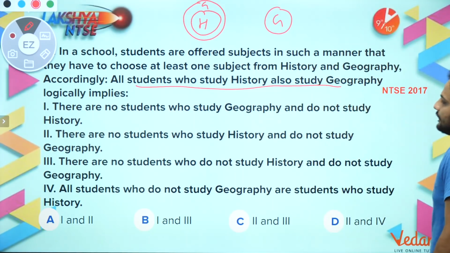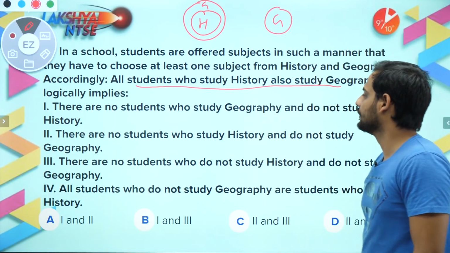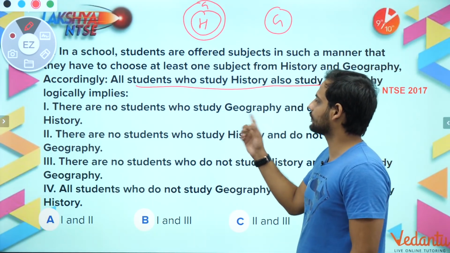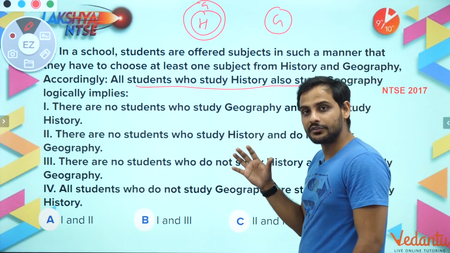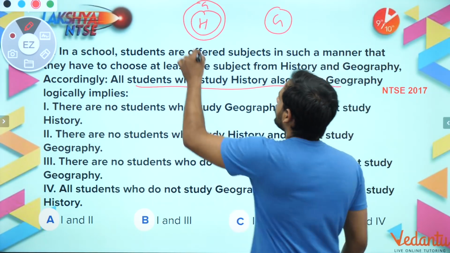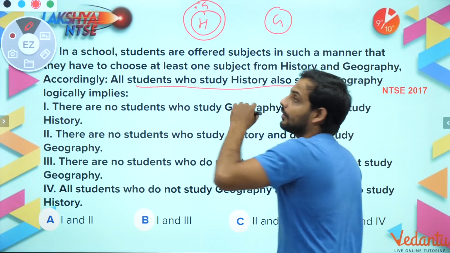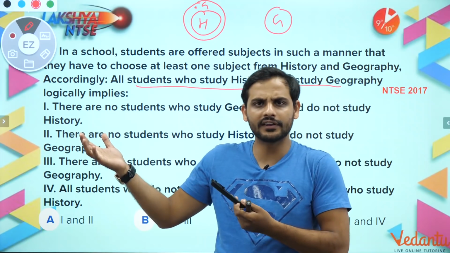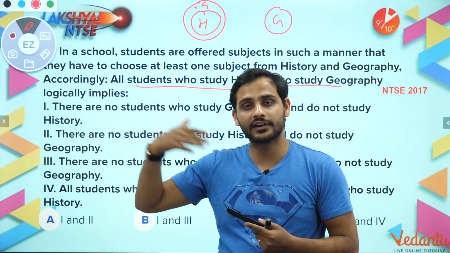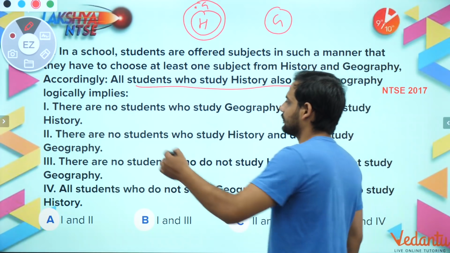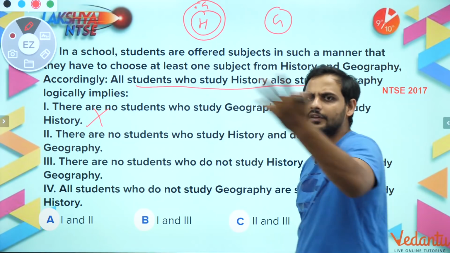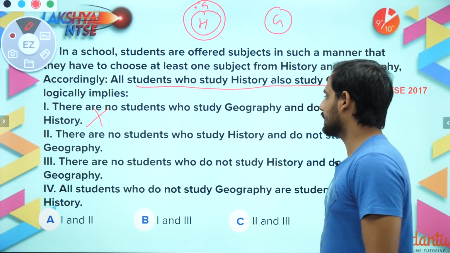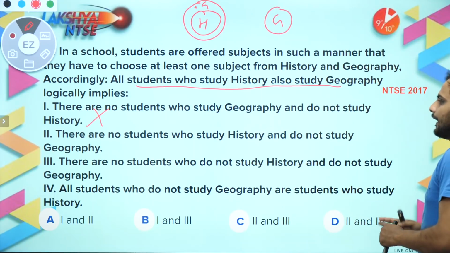Now let us look at the logical implication. There are no students who study geography and do not study history. Is it true? There are no students who are studying geography but do not study history. No sir, it is wrong. See here, these are the students who have already taken geography. Those who have chosen geography are not studying history. Only those who have chosen history are studying geography. So I can say, no sir, this is wrong. Why? Because those who have chosen geography don't have to study history. So they are saying there are no such students. No, there are. Right?